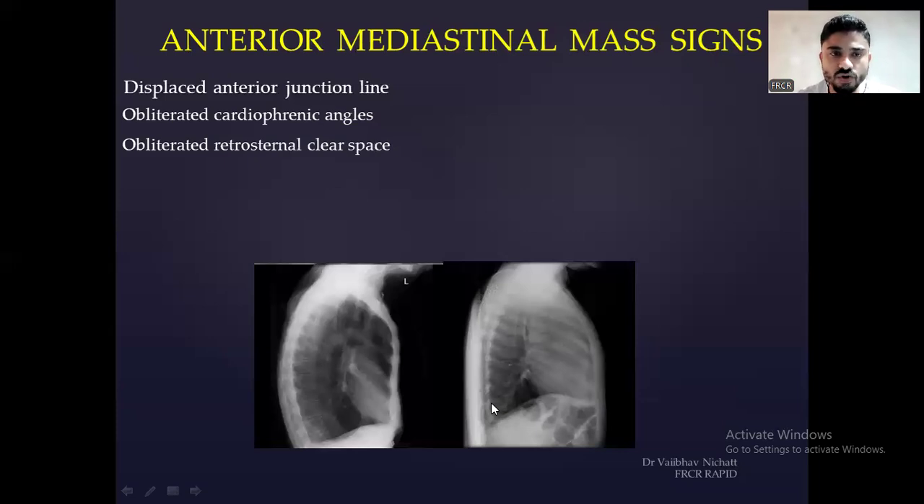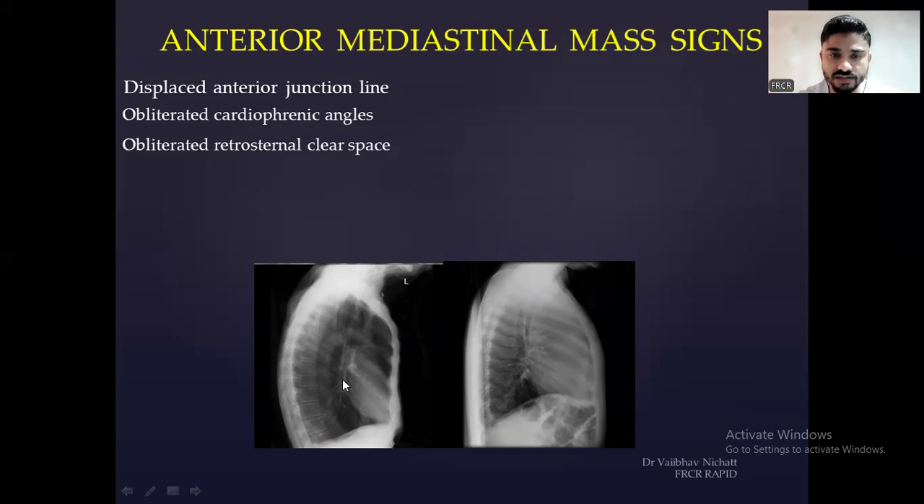Then the next sign is an obliterated retrosternal space. As we have seen, according to the Felson classification of mediastinal compartments, the retrosternal space and heart come into the anterior mediastinum. And because of the predominant lung tissue situated there, you see this clear space, this translucent space in the retrosternal area. If the translucent space or clear space is not seen, then you can think of an anterior mediastinal mass.